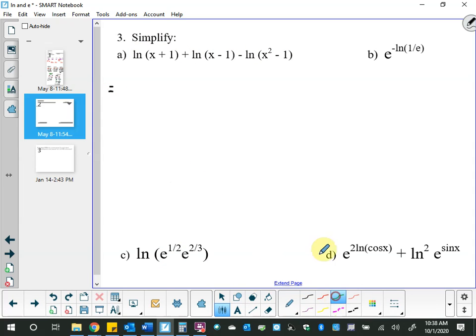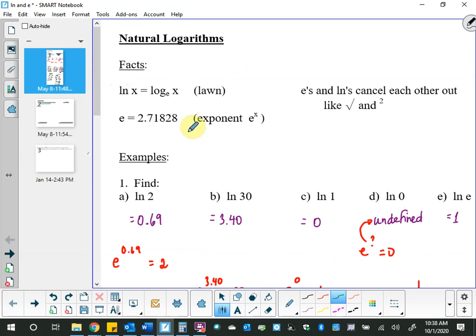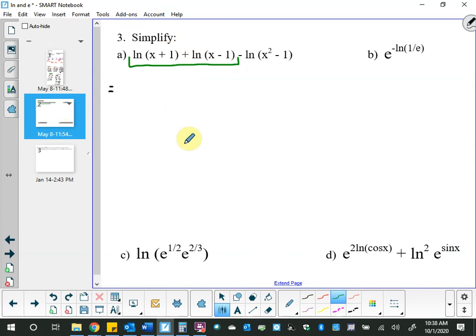So the first rule I'm going to use is that I've got two logarithms, same base e. So I can take these two brackets and I can multiply them together, as long as I remember to keep a single logarithm instead of two of them. Minus the ln of x squared minus 1. We'll deal with that shortly.